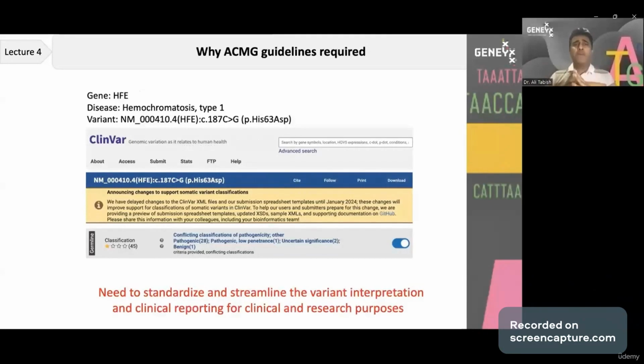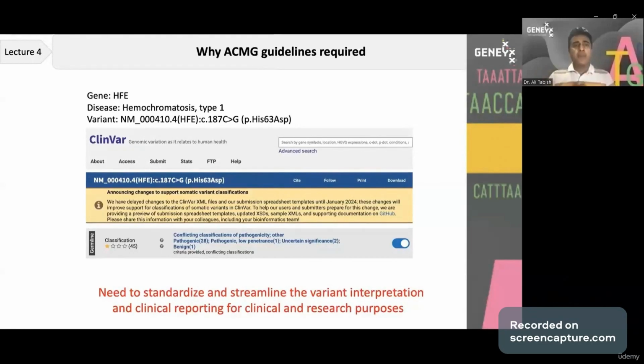Okay, so why do we need ACMG guidelines? As I said, variant interpretation and classification has been going on since NGS, but not in a standardized way. So ACMG guidelines give us a standardized process.